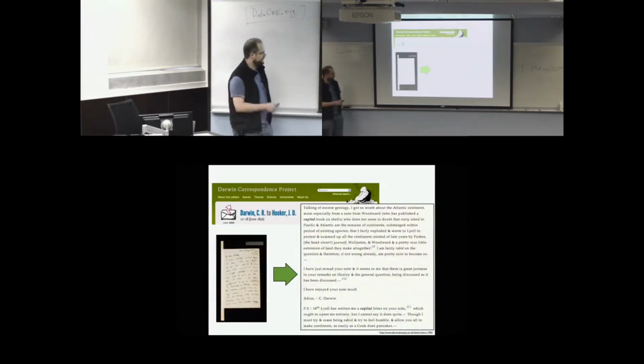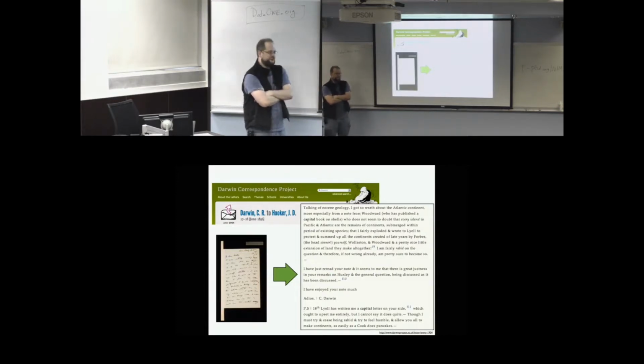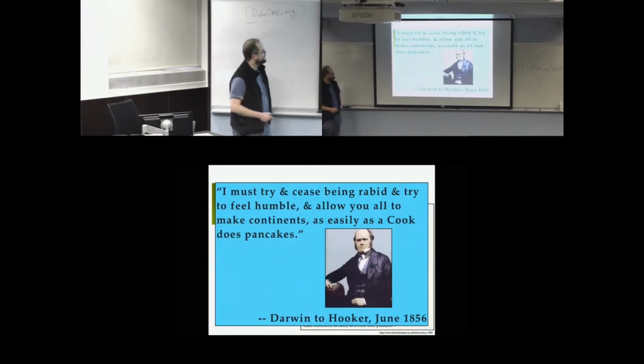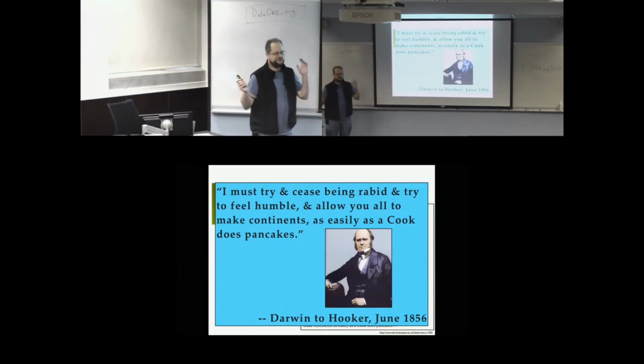So there's some plausibility to the idea, but it got to the point, even going back to Darwin and another of his colleagues, Hooker here, if you look at where people were postulating land bridges, they were getting postulated to connect every possible continent, right? This is a letter that Darwin wrote to his friend Hooker, and he's ranting and raving about people postulating land bridges everywhere. And this is a great quote here. Darwin says, "I must cease being rabid and try to feel humble and allow you all to make continents as easily as a cook makes pancakes." So he's criticizing people for being unparsimonious and just postulating land bridges everywhere.